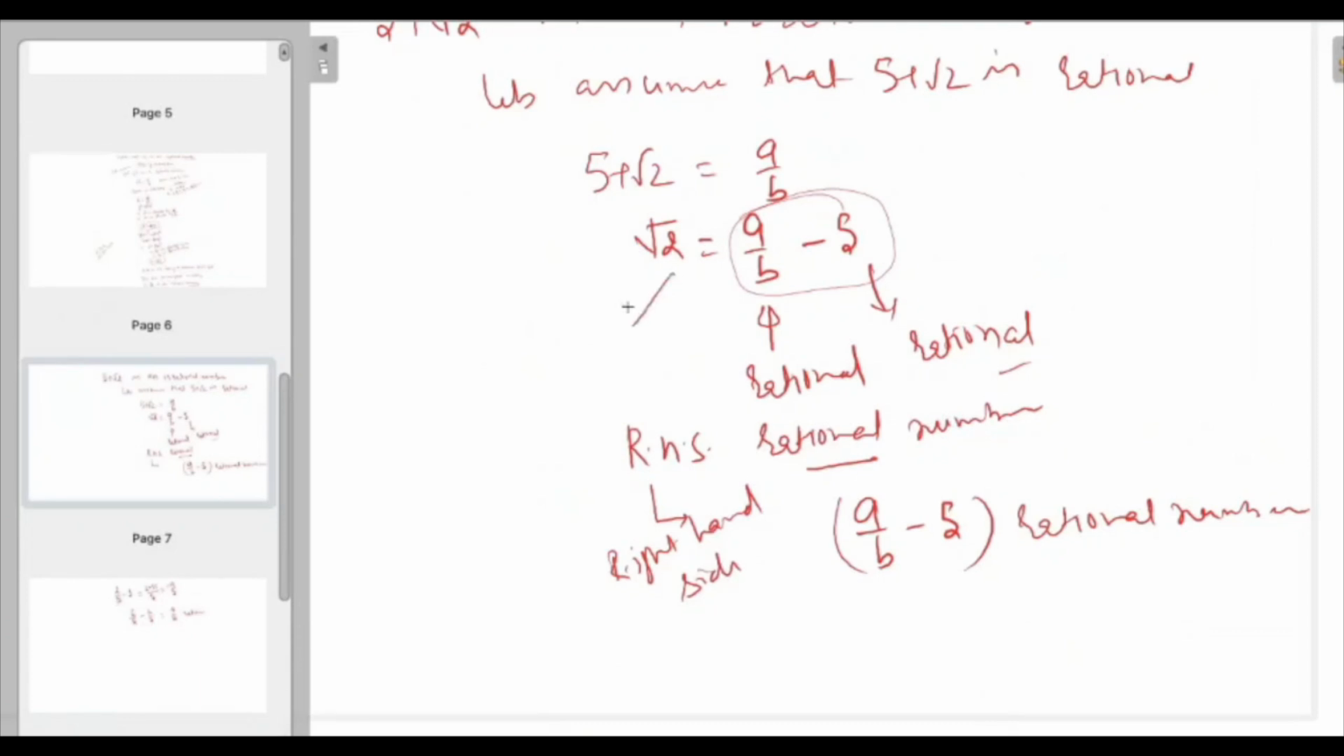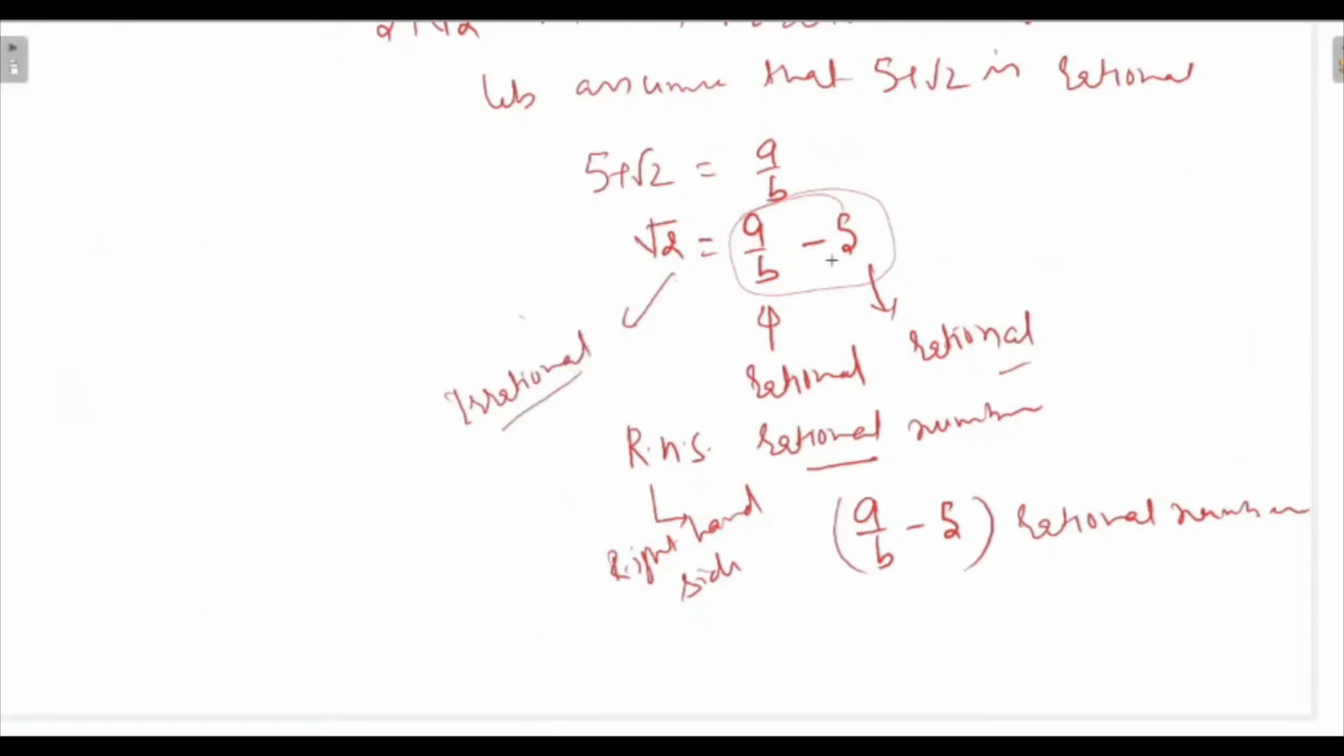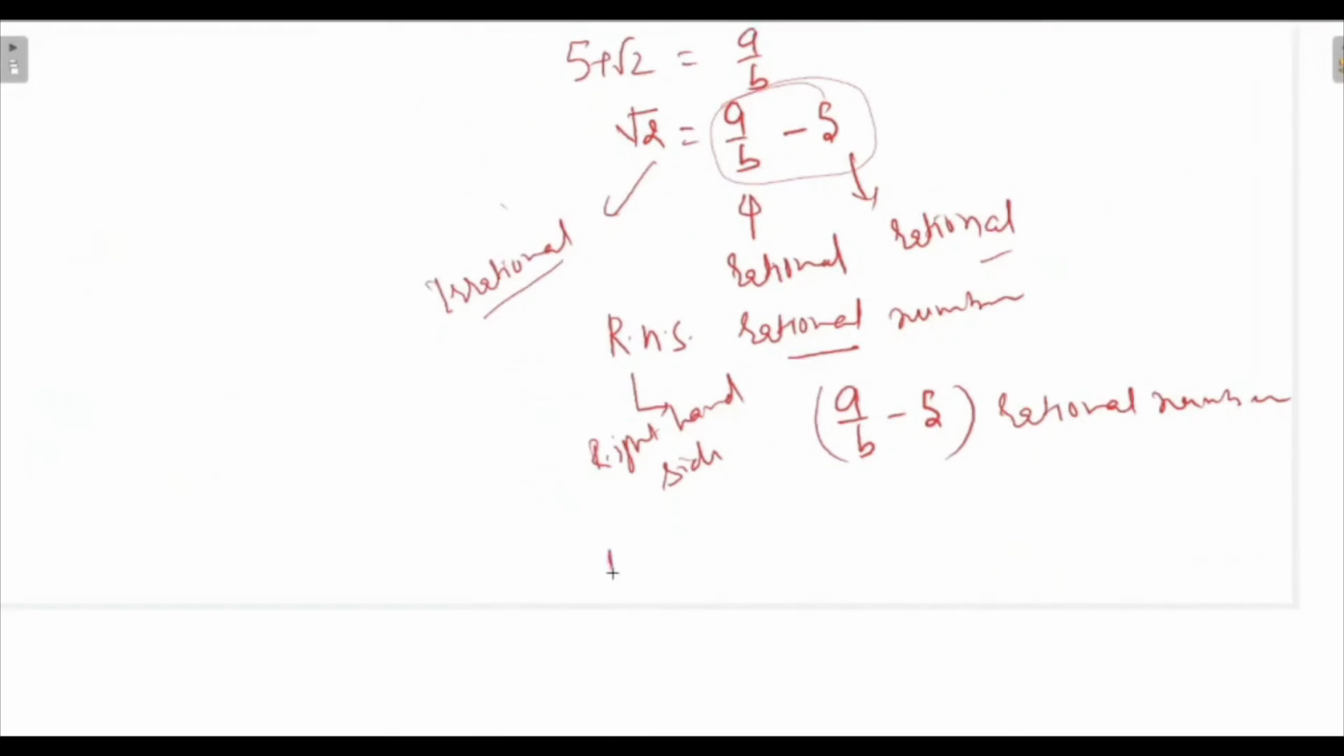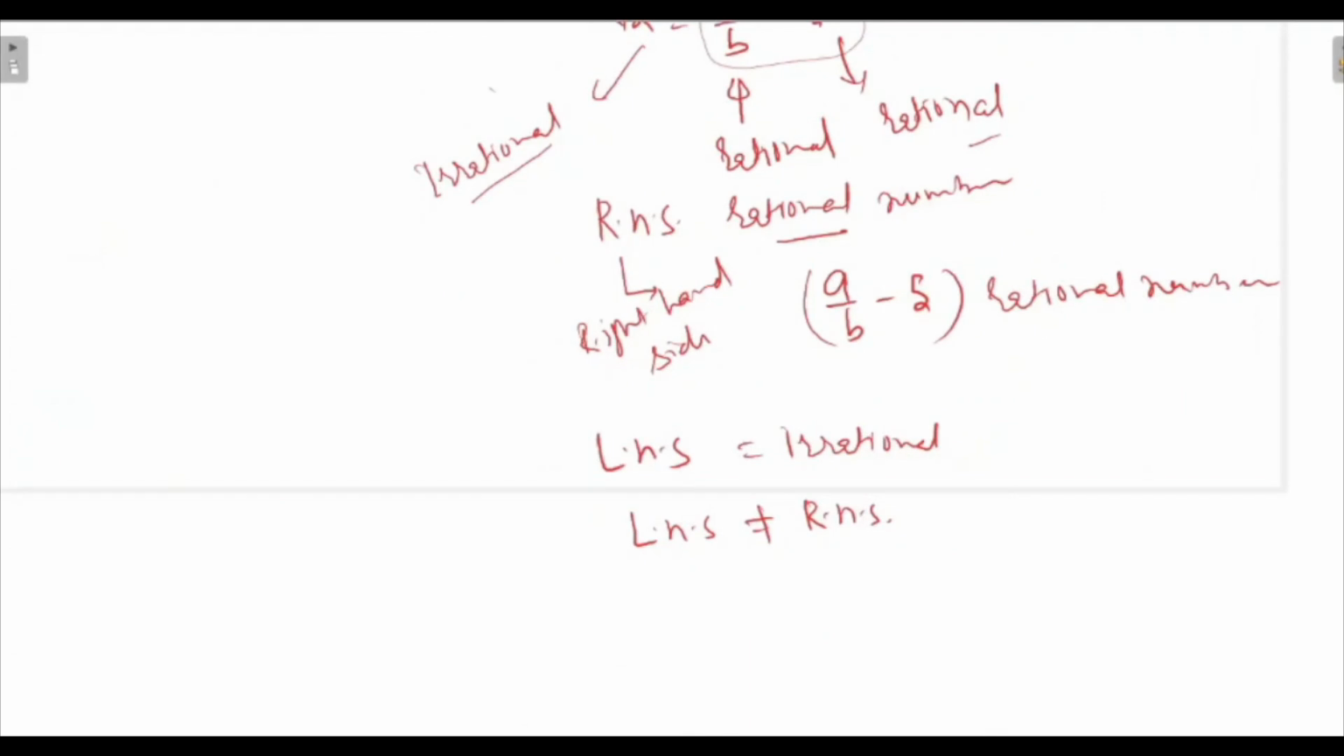But just now we proved that root 2 is irrational. An irrational number cannot be equal to a rational number. So what I'm writing here is that my LHS is irrational, my RHS is rational. So LHS is not equal to RHS. So it means that our assumption is wrong.